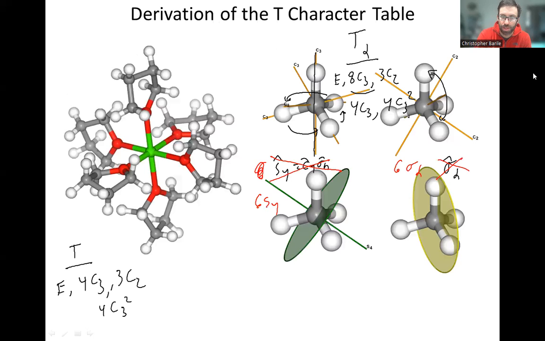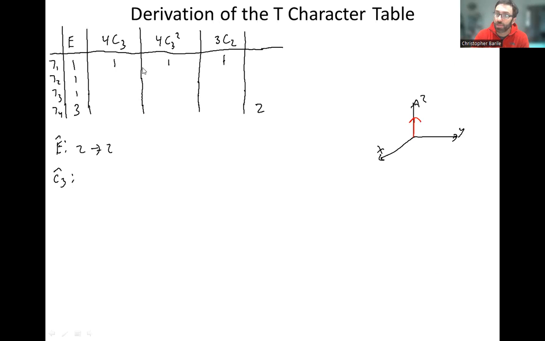Well, we saw from the previous video that one of these C3s, the easiest one to visualize, is pointing up. And we're defining our z-axis as pointing up there. This is our principal rotation axis. Remember, our principal rotation axis always has to be defined the way everybody does it in these character tables in order for you to get the right answer. Your principal rotation axis has to be coincident with the z-axis.